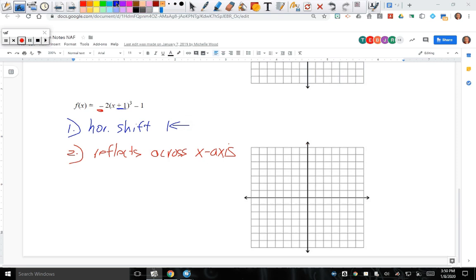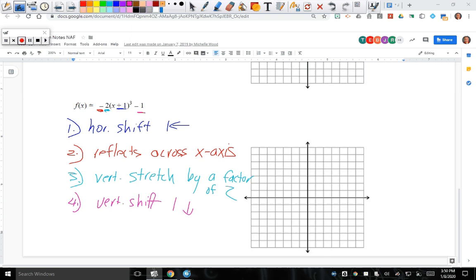Where's that A? This is like negative 2, the whole thing is A. Okay? So this part right here, 2, is a vertical stretch by a factor of 2. Nice? And last but not least, vertical shift. Well, almost messed that up. 1 down. I said up. Okay. So vertical shift 1 unit down.